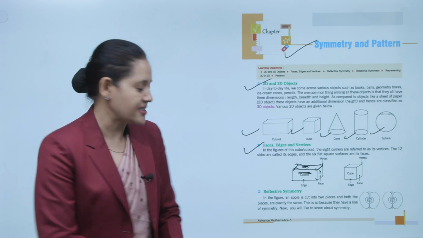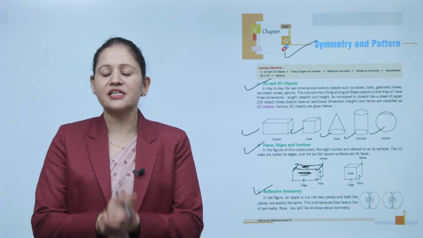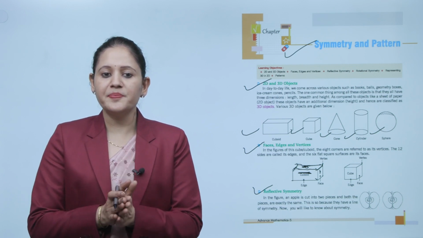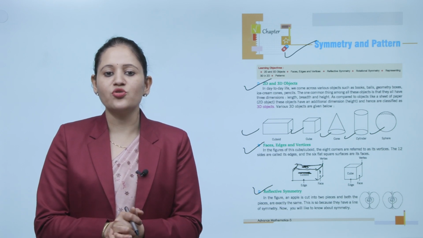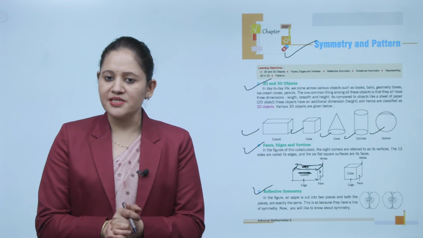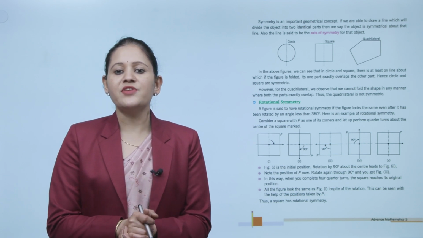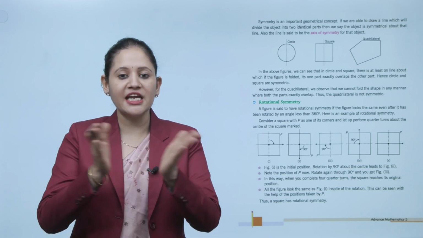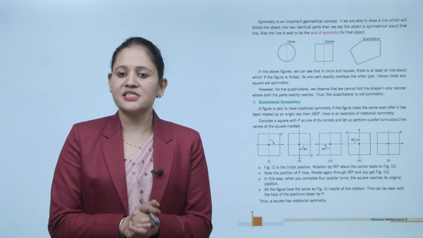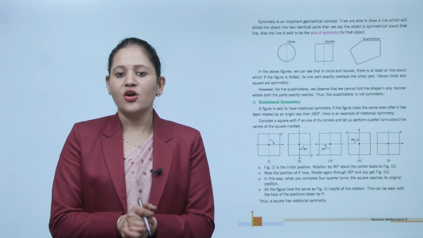Next is reflective symmetry. In the figure, an apple is cut into 2 pieces and both the pieces are exactly the same. This is so because they have the line of symmetry. Now you will like to know about symmetry. Symmetry is an important geometrical concept. If we are able to draw a line which will divide the object into 2 identical parts, then we say the object is symmetrical about that line. Also, the line is said to be the axis of symmetry for the object.